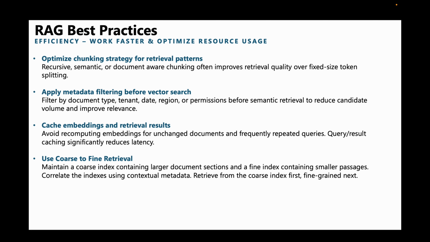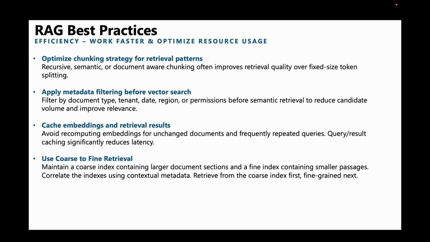The fourth guidance is to implement a coarse to fine retrieval for large datasets using two indexes. Maintain a coarse index that splits the documents into larger sections and maintain a fine index that splits the documents into smaller passages. Use contextual metadata to correlate chunks in the two indexes.